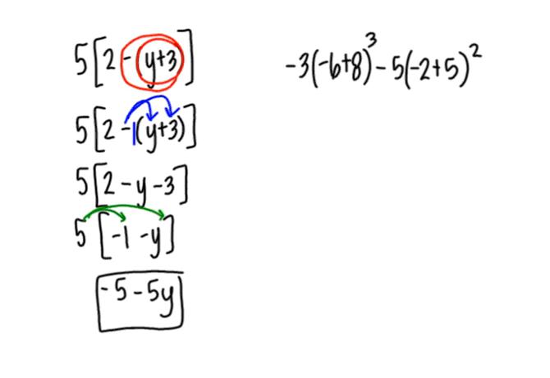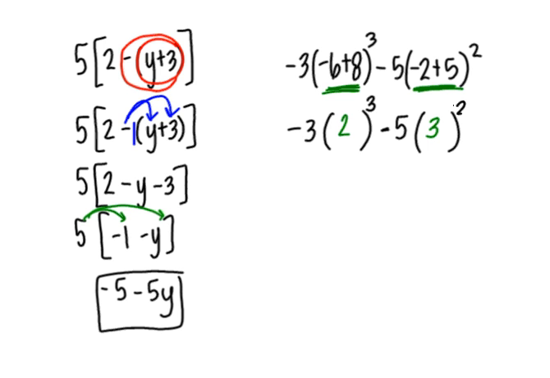Our next problem says negative 3 times negative 6 plus 8, all of that's cubed, minus 5 times negative 2 plus 5, all of that's squared. Work inside the parentheses first. So I know that negative 6 plus 8 would give me a 2, and negative 2 plus 5 would give me a 3. Recopy everything else. So I have negative 3 times that 2 I found earlier, and that 2 is cubed. Minus 5 times the 3 I found earlier, and that 3 is squared.